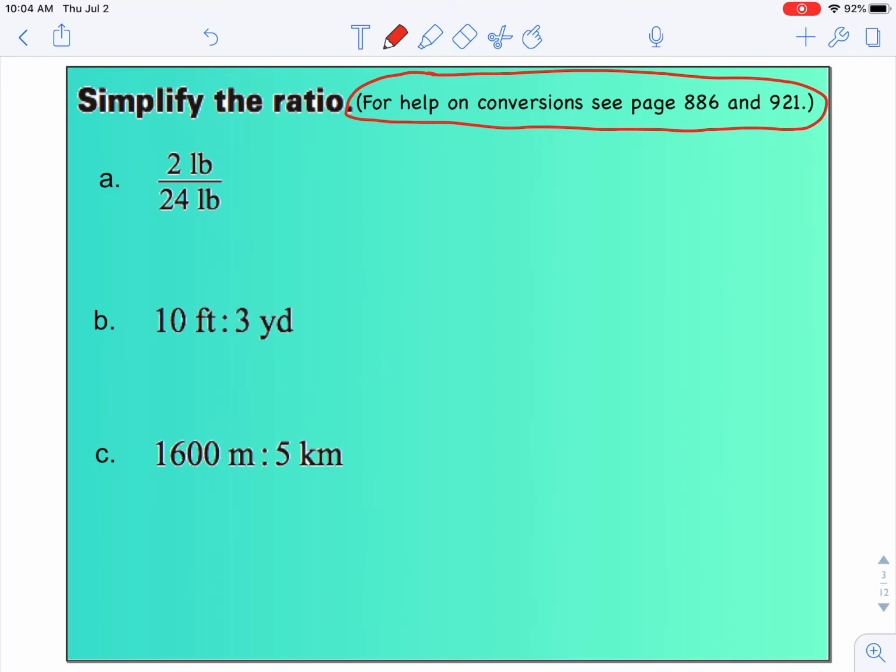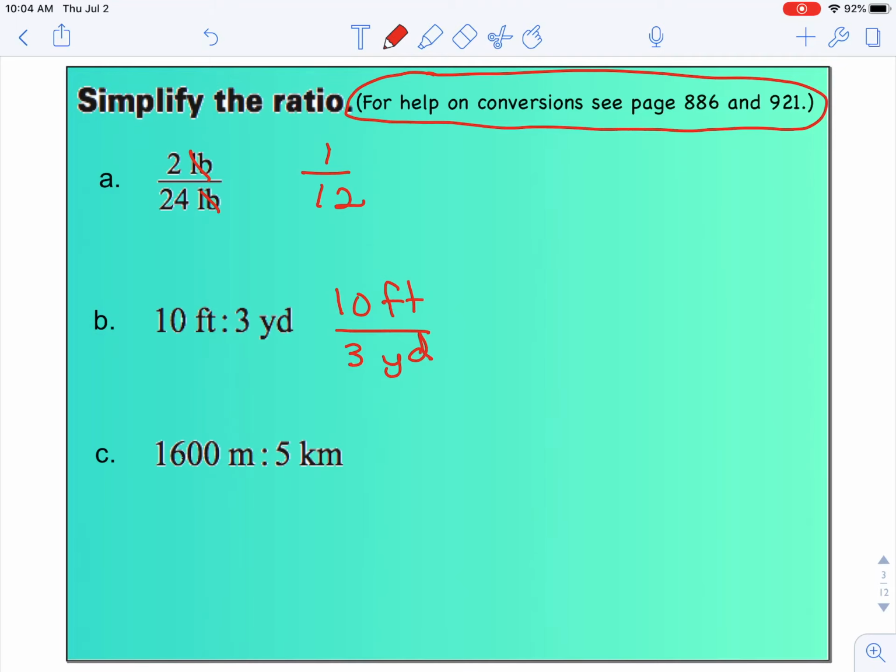So in this first example, the pounds cancel out because we're in the same unit. We just get a ratio of 1 to 12. That would be the simplified ratio. When we look at the next example, we can write this ratio. I prefer to usually write them as a fraction. So 10 feet compared to 3 yards. That's our ratio. Well, they're not the same unit, so the units don't cancel.